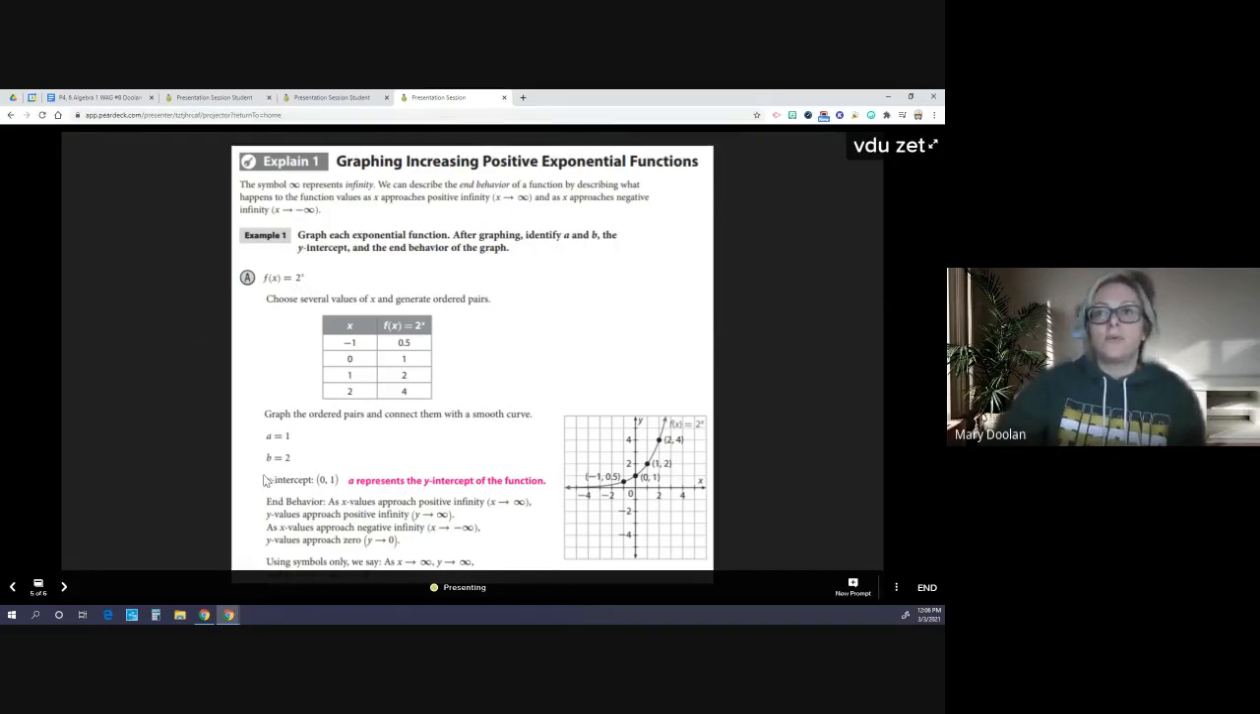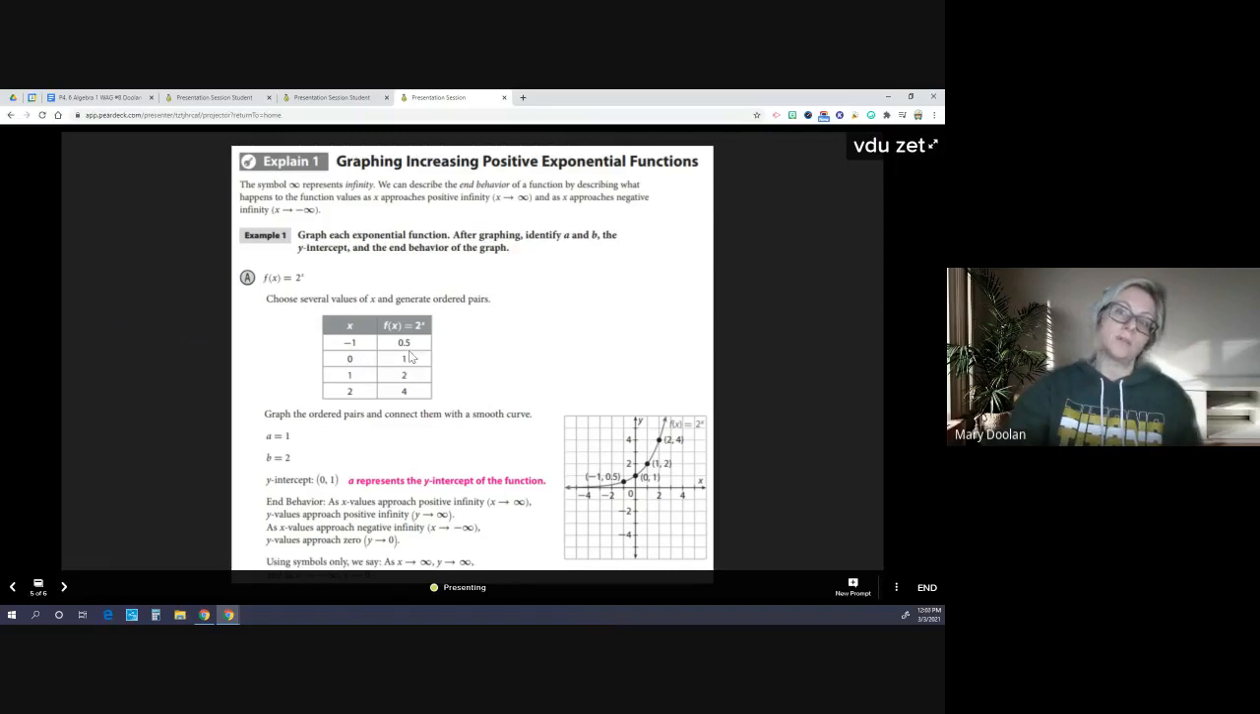They also identify the y-intercept. So multiple ways to do that. One way is to look at the graph. Where does it cross the y-axis? Right here, (0, 1). Or look at the table where x is 0, y is 1.